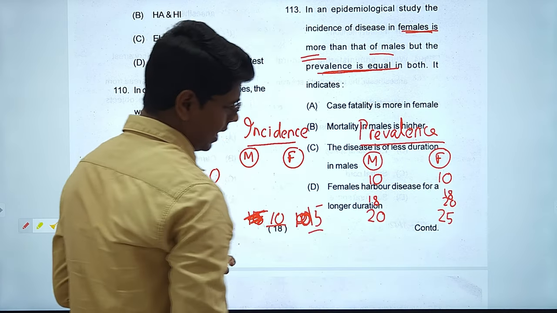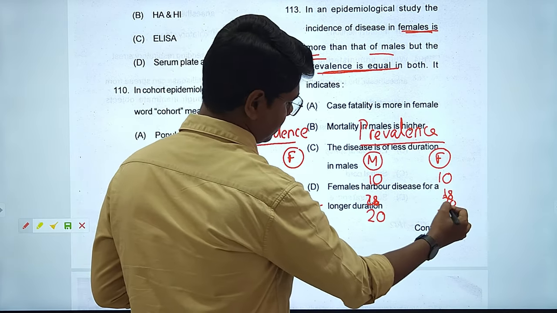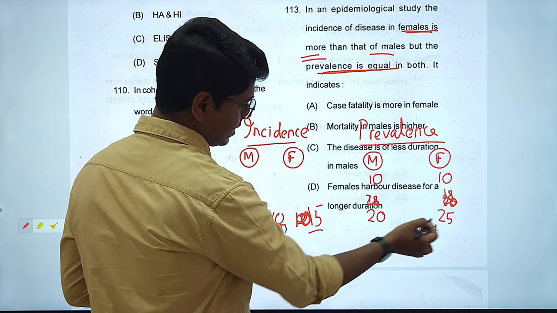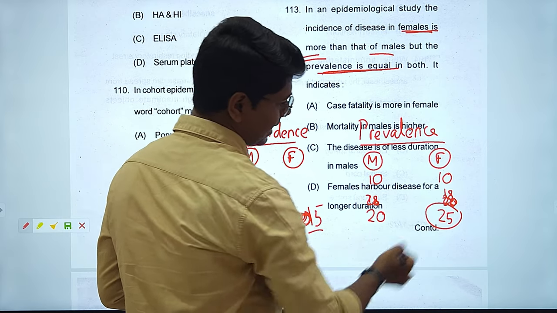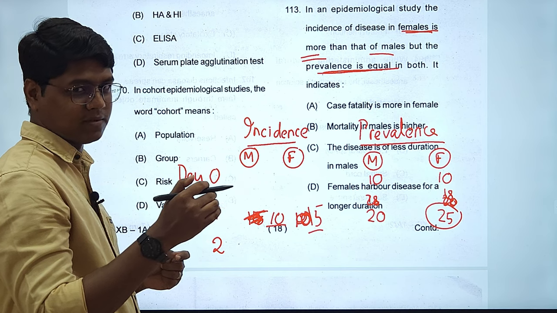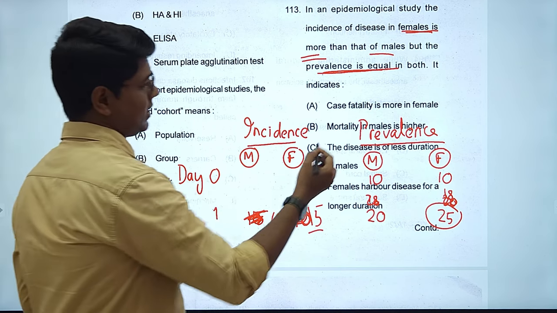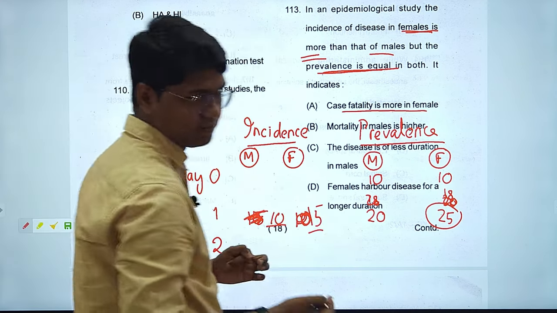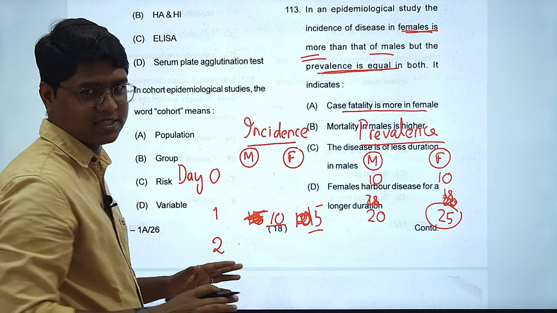So what will happen? Suppose this is 20 and 20. Then the 5 females are less. It means some females are dying. So the case fatality rate is more in females. The question simply means this.